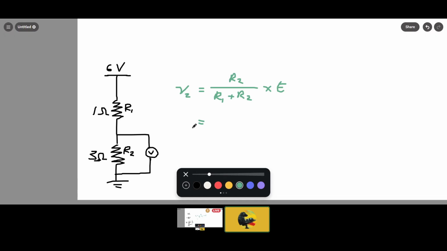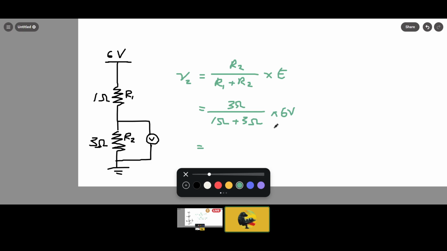For example, right, now I'm going to sub in the values, so it'll be 3 ohms, and then R1, which is 1 ohm, and then R2, which is 3 ohms, and then times E, which is 6 volts. Don't just write this. Write this first. Okay. Anyway, so now we just need to put this into the calculator. And then that would be 4.5 volts. So the voltage across the R2 resistor is 4.5.